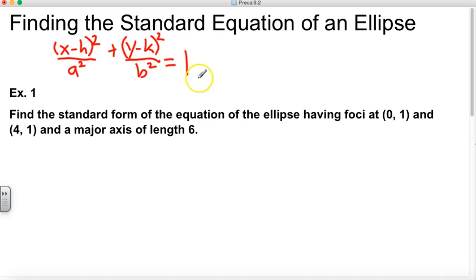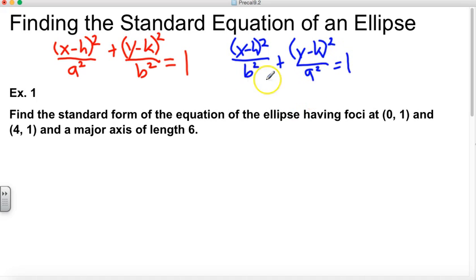For an ellipse, we're always going to make it equal 1. So with circles, it equals r squared. With an ellipse, it's always going to equal 1. Now you could also have your equation like this, where you've got x minus h squared over b squared, and then your y minus k squared is over a squared.